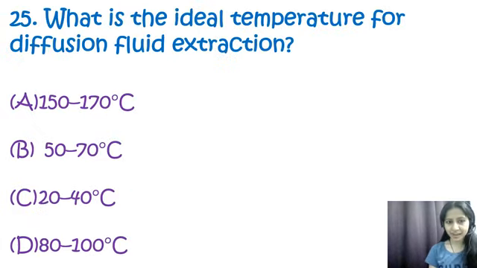So question number 25, what is the ideal temperature for diffusion fluid extraction? So options are 150 to 170 degrees Celsius, 50 to 70 degrees Celsius, 20 to 40 degrees Celsius, and 80 to 100 degrees Celsius. So try to solve this question and comment us the correct answer. So with this we have also completed our 25 questions. So comment us the scores which you have got.